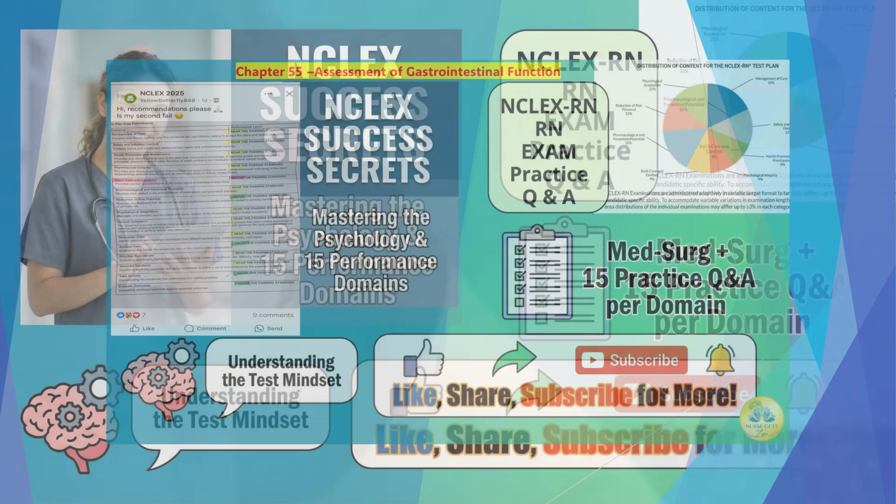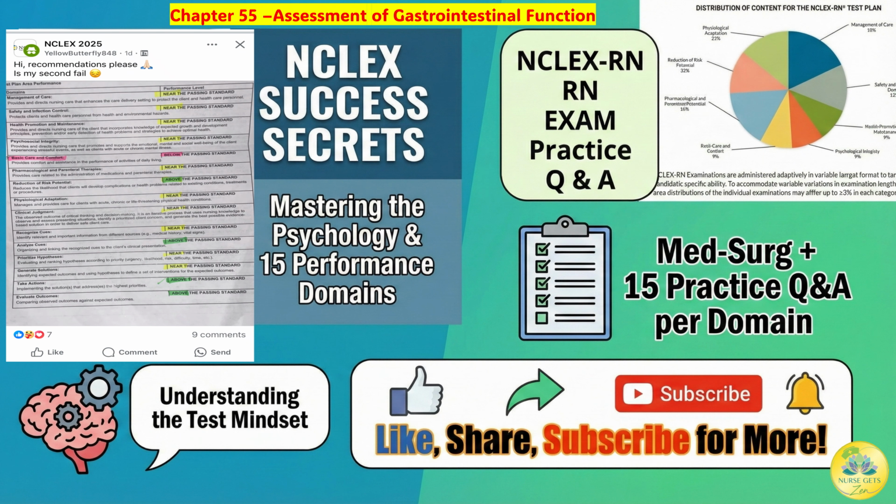Chapter 55, we have assessment of gastrointestinal function. Here it shows how NCLEX is distributed in a pie and percentage. And I'm going to make 16 questions for this chapter practice exam with rationale. And I hope the NCLEX will bring you success.